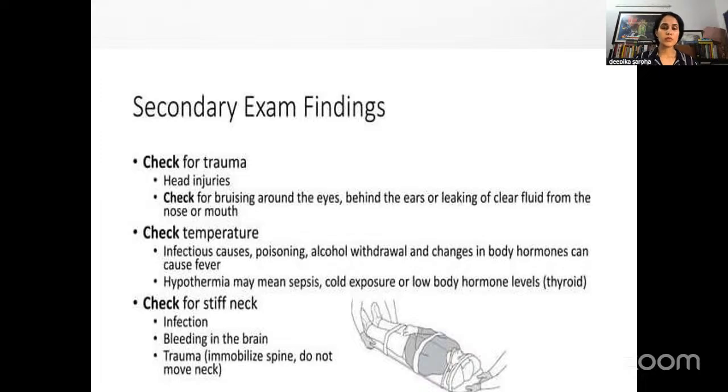If there is a stiff neck, then after ruling out trauma and a cervical spine injury, check for neck stiffness. It will help you know whether the patient can have infection, bleeding in the brain, or an immobilized spine. If there is a history of trauma, don't do this maneuver in these patients.